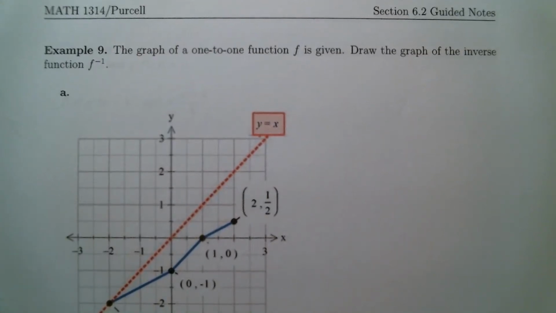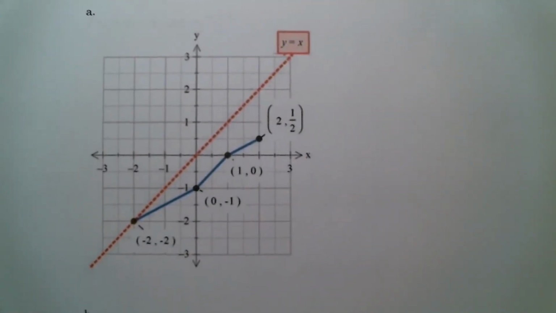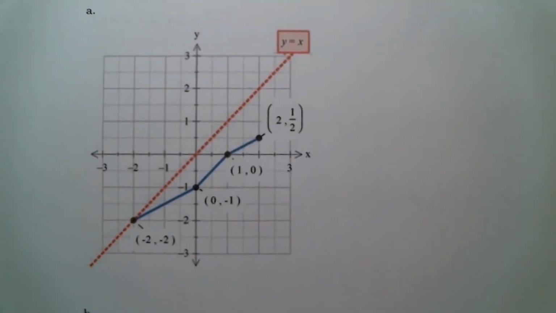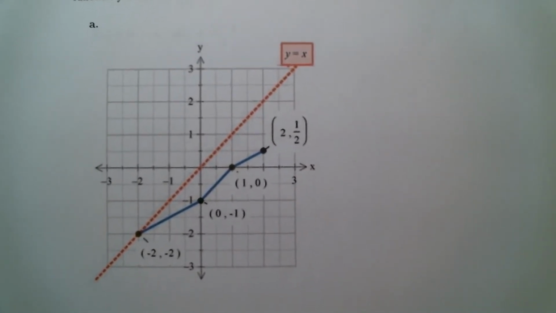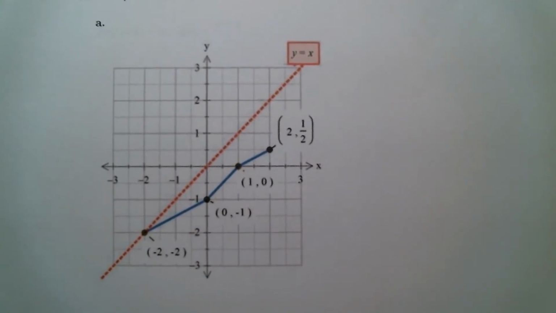In example 9, you are given the graph of a one-to-one function. Okay, so everything is going to pass the horizontal line test and the vertical line test for that matter. So you're given the graph of a one-to-one function, and you need to draw in the graph of the inverse function. Okay, so you've got actually two graphs here. Like I said, both functions pass the horizontal line test, so they are one-to-one. So that means they'll have an inverse. So let's look at part A and try to draw in the inverse for this guy.